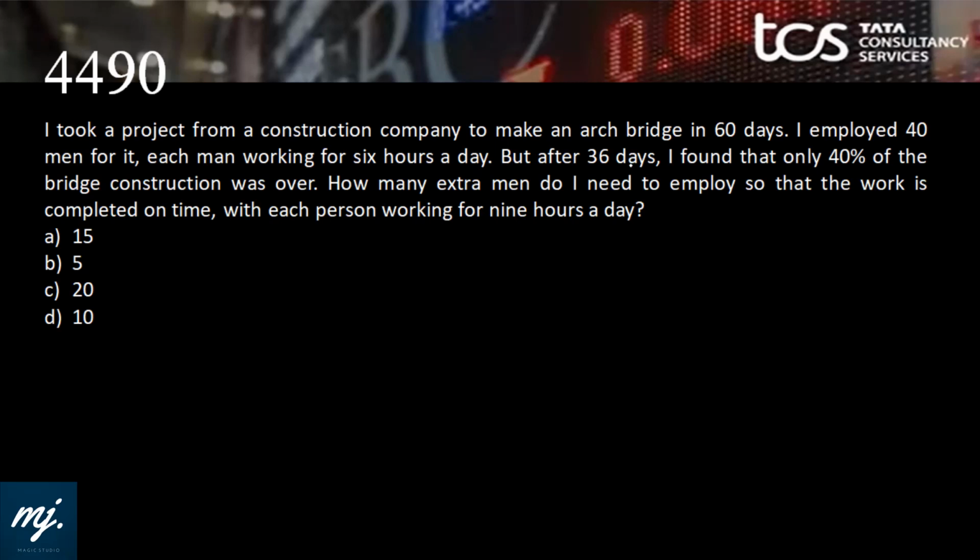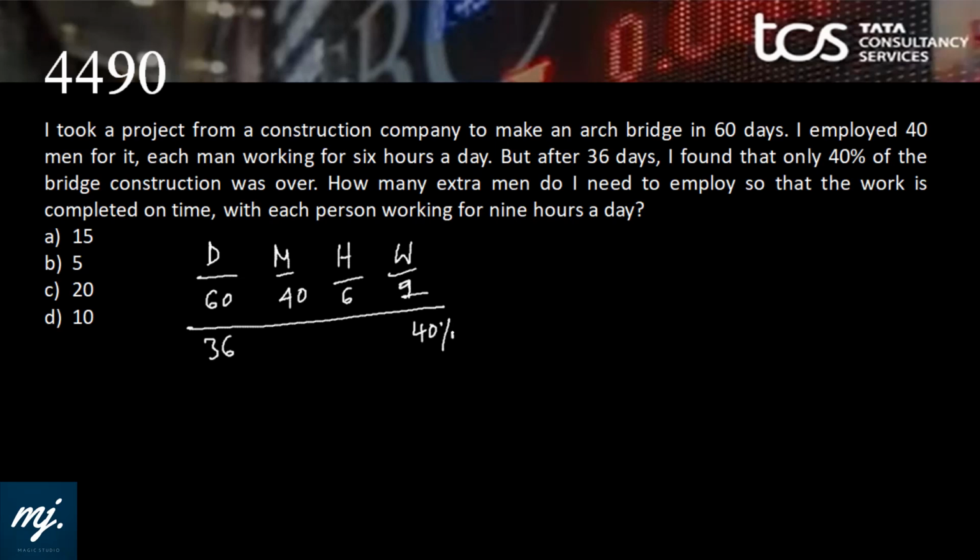Okay, so with the next one, I hope you have read this. Again on the same lines of the masala concept, I took a project from a construction company to make an arc bridge in 60 days. I employ 40 men, each man working 6 hours a day, and the work to be done is the construction of one bridge. This is the contract. But after 36 days, I found only 40% of the work is done. That means 40 men working 6 hours a day have produced only 40% of the work.